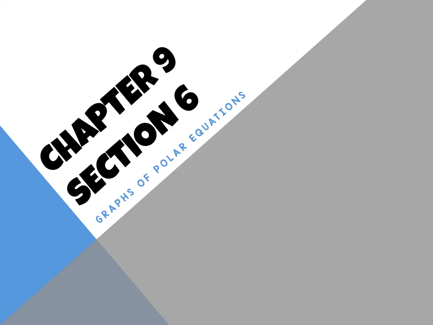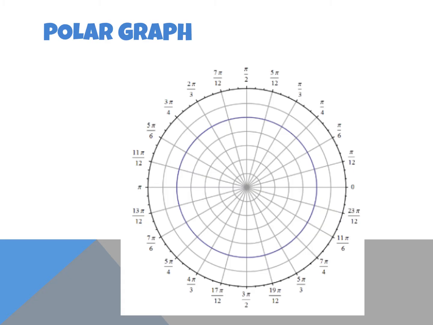All right, so 9-6 is graphs of polar equations. So we're going to take the stuff we know about the points and put it into an equation, and we're going to have to plot points and draw these really strange graphs. One is a circle, which is not that strange, but the rest of them are things you have not seen before. So we're on a polar coordinate grid just like the one we were on before.